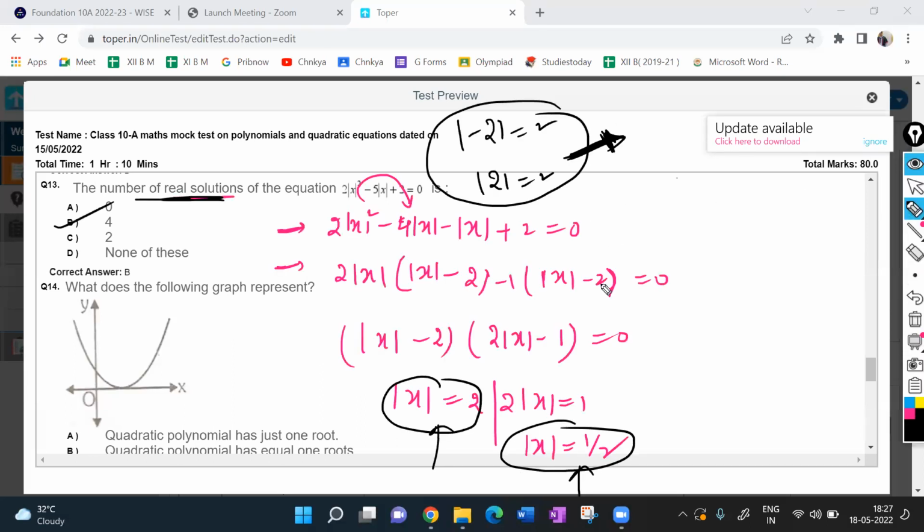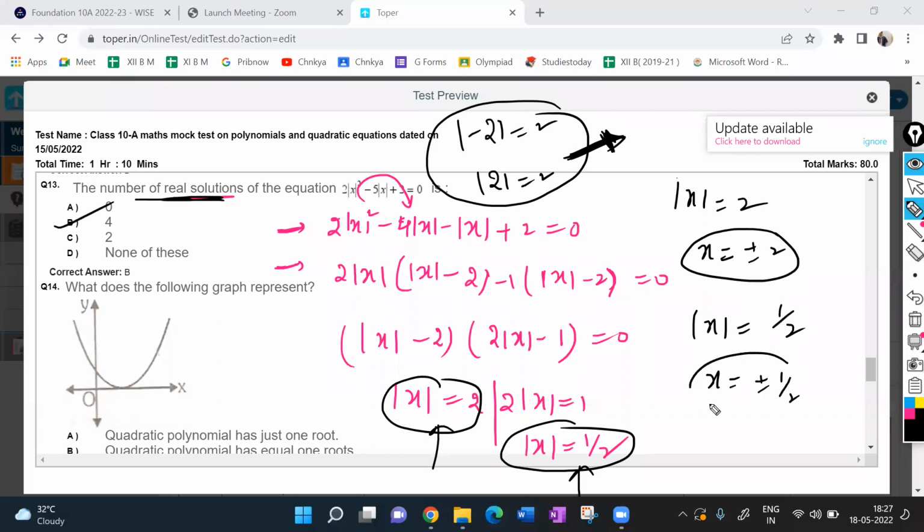Yes. See, beta, here modulus of x equal to 2 can be written as x is equal to plus or minus 2. Correct? Modulus of x is equal to 1 by 2, right? Here x can be written as plus or minus 1 by 2. So here you have two values of x. Here also you have two values of x. So here two values and here two values. Total four values you have. So that is the reason I chose option B here. Option B.